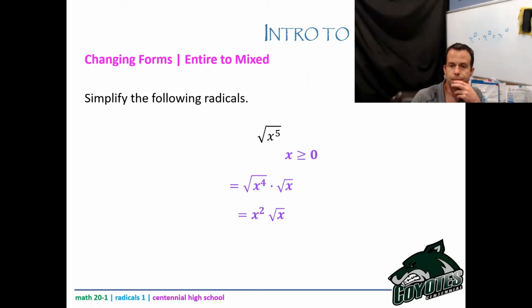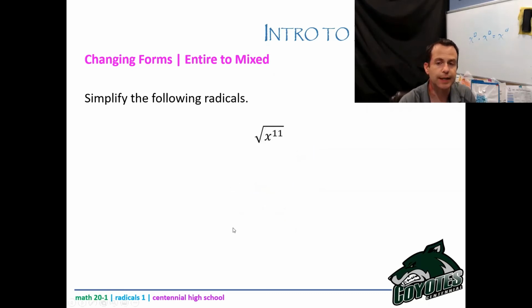Okay. So then, in a similar fashion, we're looking at the root of x to the 11. Again, this is an odd exponent. So I do have to state that x has to be greater than or equal to 0. And then I'm going to split it into my perfect square piece and my non-perfect square piece, or my leftover piece.